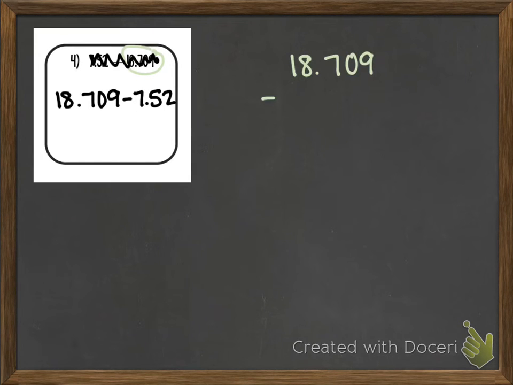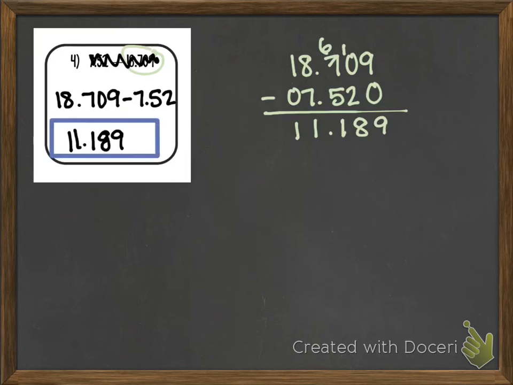18.709 minus 7.52. Annex your zeros. Go ahead and subtract that and press play whenever you are finished to check your answer. Okay, you should have gotten 11.189 for your answer.